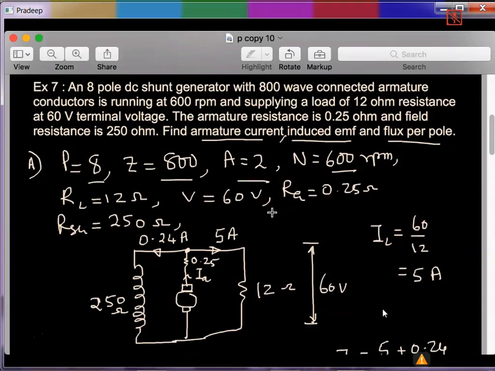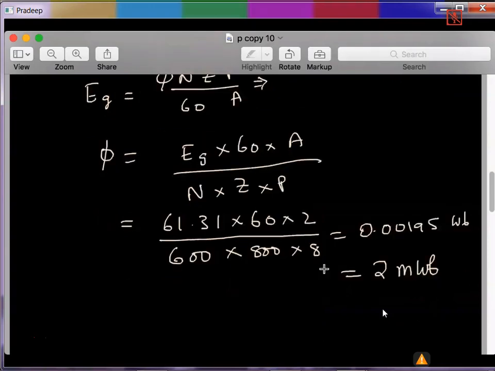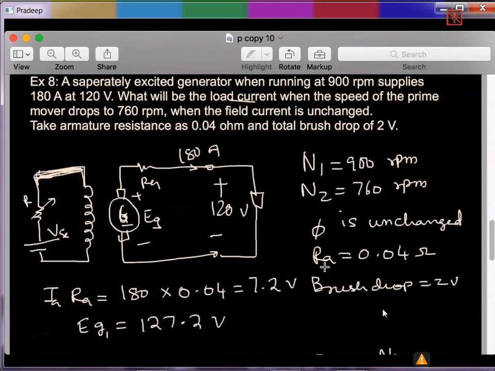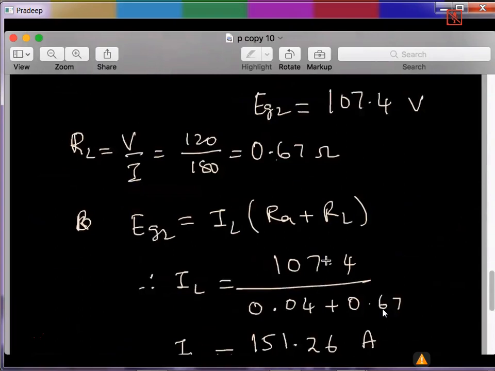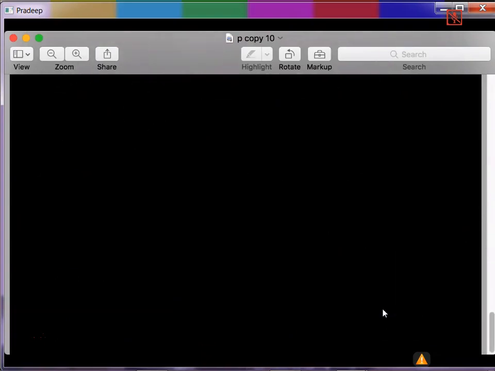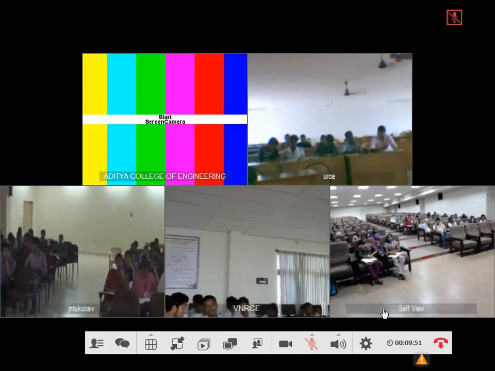So here you see, again there is a shunt generator, and then the question asked is about armature current, induced EMF and flux. EMF induced formula. So one more problem also we had solved. Since this is not present lecture, this is a previous lecture, I am just quickly showing you what we have done in the previous two lectures, just as a review.